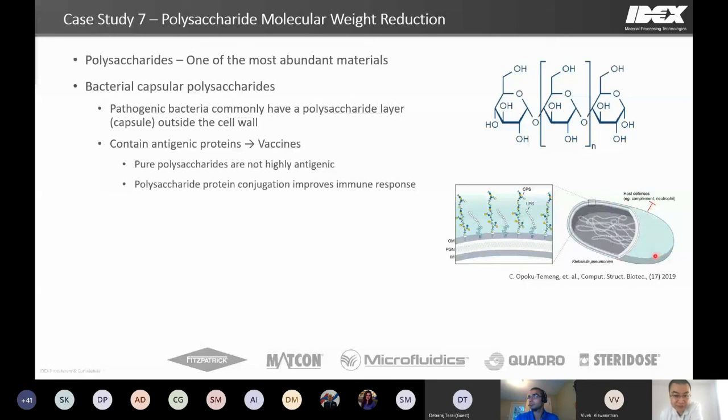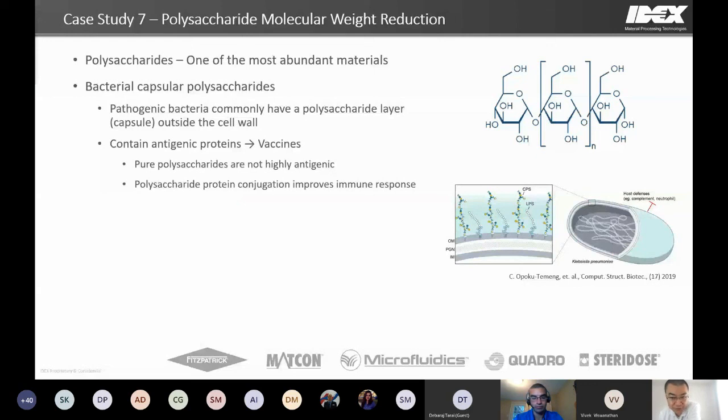This sugar coat usually contains antigenic components that can be used to make vaccines against those bacteria. Polysaccharide vaccines are a unique type of inactivated subunit vaccine. Pure polysaccharide vaccines are available for diseases such as pneumococcal disease, meningococcal disease, and typhoid fever. However, pure polysaccharides are not highly antigenic, so they're often conjugated with other proteins to form conjugate vaccines to improve their immune response.